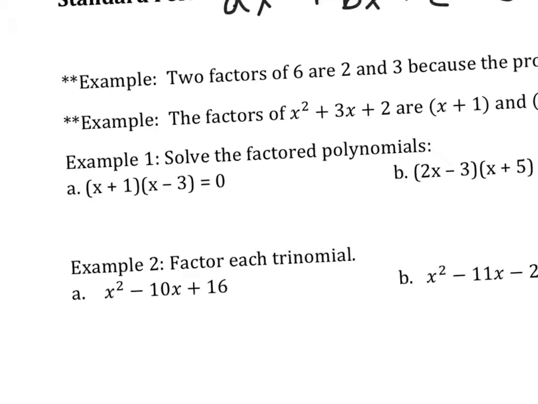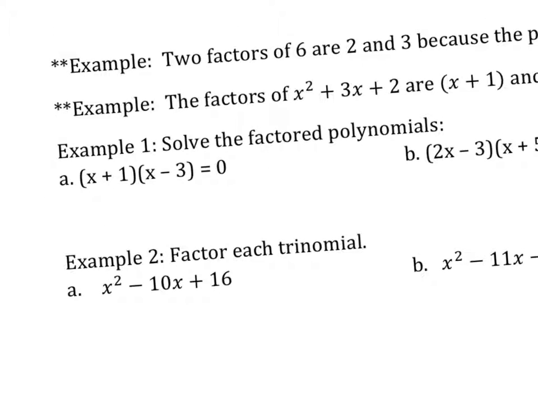So take a look at example 1. This has already been factored. We have two factors of the quadratic. And so basically we use our zero product property that says if we're multiplying two things together and it equals 0, then we can set the factors equal to 0 and solve, and we'll get our x's. So in this first factor, x equals -1, and in this factor, x equals 3.